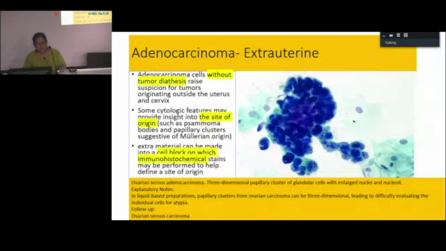Then we have adenocarcinoma extrauterine. Extrauterine means you don't have to leave it at extrauterine. You have to say which site: fallopian tube, ovary, breast, intestine. If you can identify the morphology, name it. Okay. So these are adenocarcinoma cells. When they are extrauterine, generally there is no tumor diathesis. Then you qualify the site of origin.